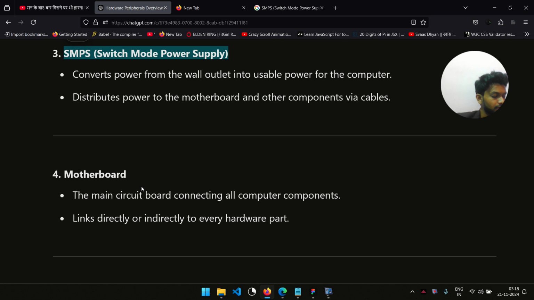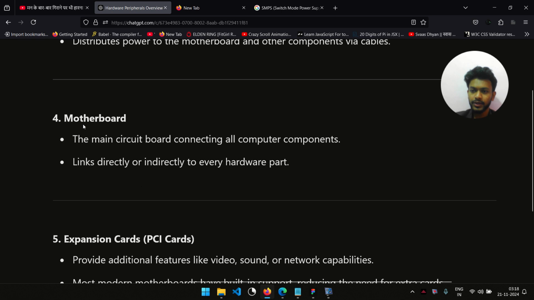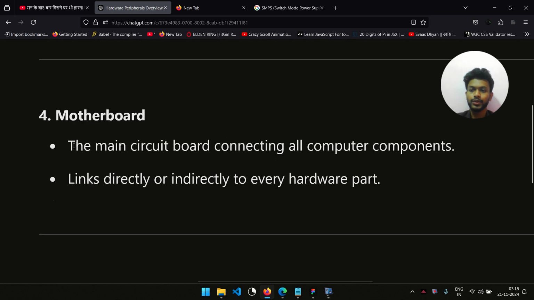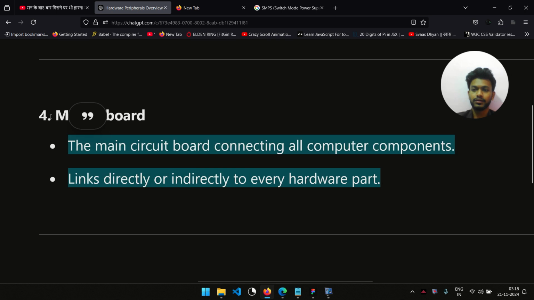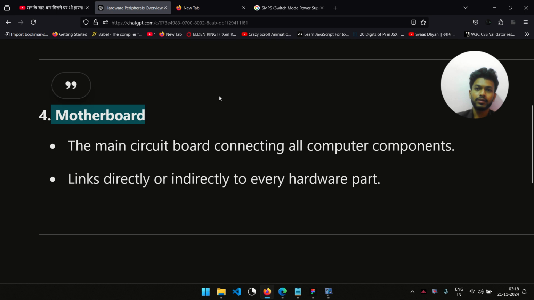Random access memory. Central processing unit. Next is the motherboard. Everyone has heard about it. The main circuit board connecting all the computer components. It links directly or indirectly to every hardware part. Let's have a look at the motherboard.